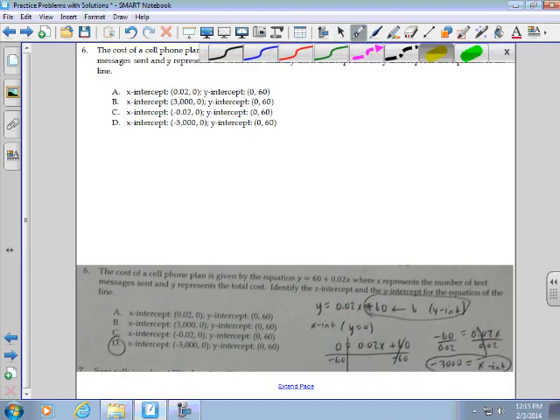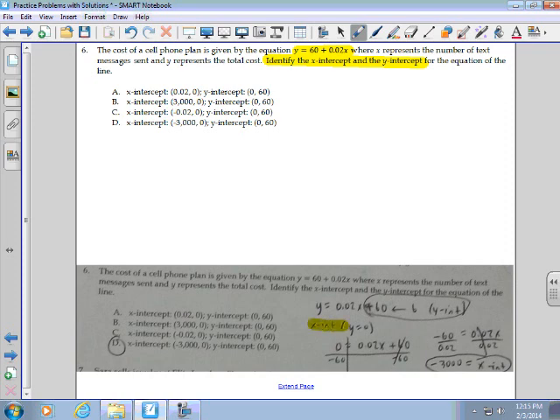In this particular problem, you have to notice that we have the equation y equals 60 plus 0.02x. Scroll to the end to see what it's asking for. So it says identify the x-intercept and the y-intercept. So in order to find the x-intercept, you always have to set y equal to 0. So the first thing you do is set y equal to 0, and then you plug in the numbers and solve. So you've got to move the 60 to the other side, and you'll get x equals negative 3,000. Once you figure out your x-intercept, you now know that's negative 3,000 comma 0.